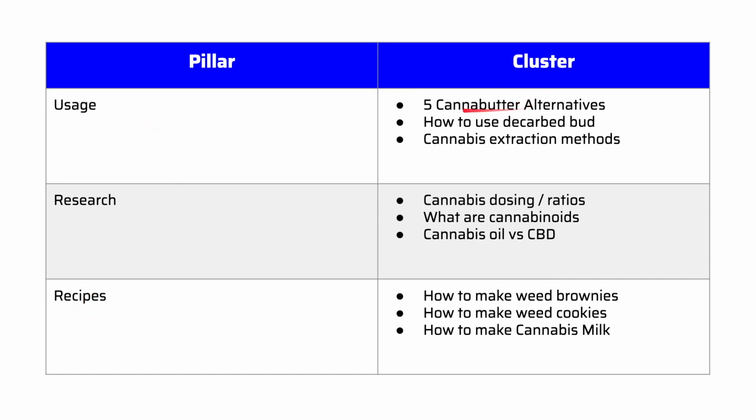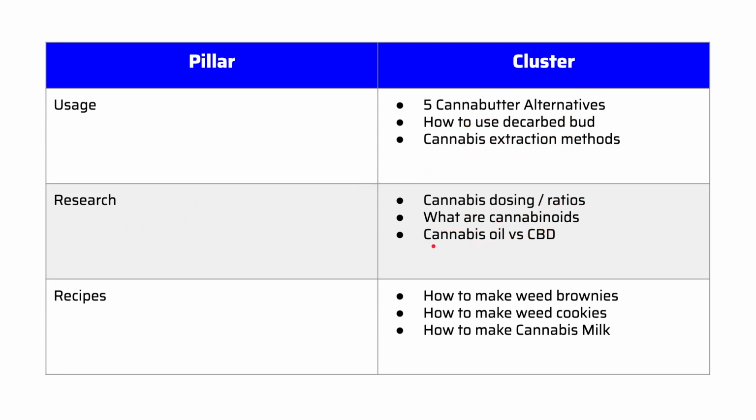So usage, I just showed you those: cannabis alternatives, how to use decarb bud, cannabis extraction methods. These all fall under the usage pillar. And again, you can take this, and what we did is we created a YouTube video, created Instagram posts, created graphics that we put on Twitter and Facebook, and then of course blog posts too that were for search volume. Research: cannabis dosing ratios.